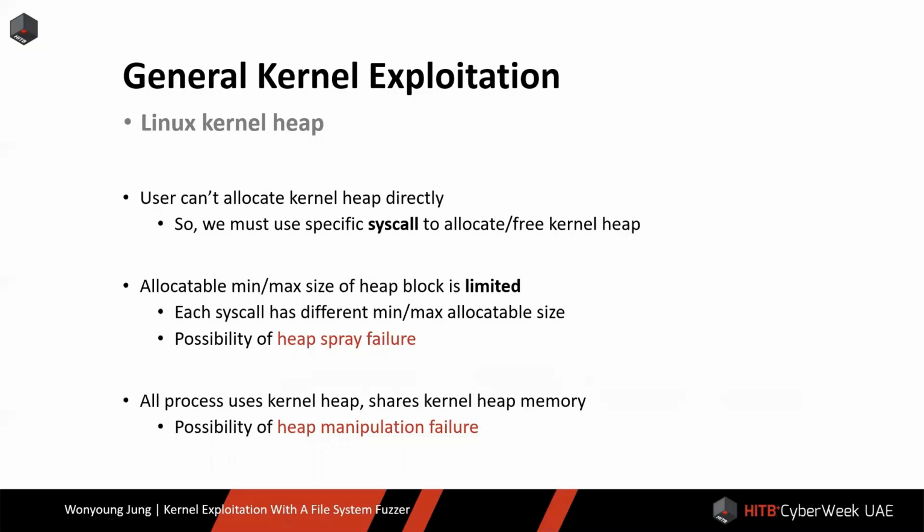We need to know the Linux kernel heap spraying technique because the vulnerability type is UAF, so we need to spray the kernel heap. Firstly, the user cannot allocate kernel heap directly. The user cannot access kernel memory directly, so we must use a specific syscall to allocate or free kernel heap memory. Secondly, allocatable block size is limited. Each syscall has a different allocatable size, so there is some possibility of heap spray failure. Lastly, user processes can use the same syscall, so they share the same kernel heap memory, and there is some possibility of heap manipulation failure.